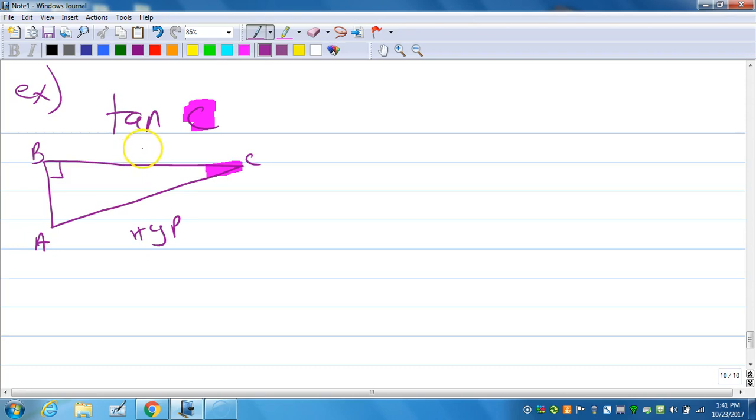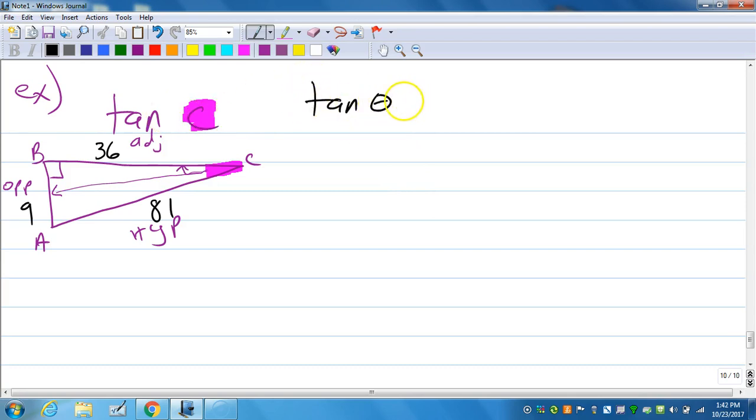I can put the numbers already, but I want you to understand where the opposite and adjacent are. Here's my C. Where's my opposite? Opposite is the one you have to go all the way far away. That is my opposite side. The one right next to it is my adjacent side. Now I'll put my numbers. Let's say this is 9, this is 36, and we'll say this is 81. Find the tangent of C.